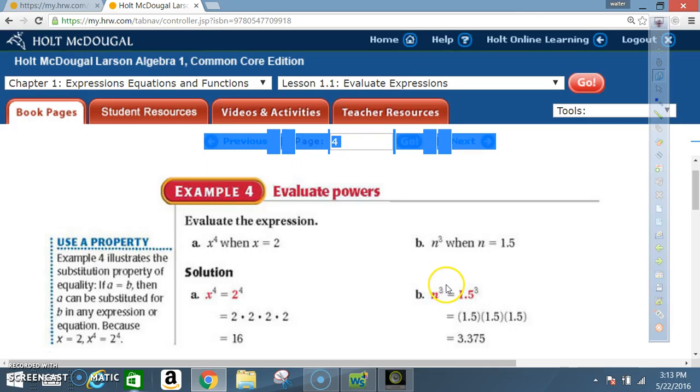n to the 3rd, when you replace the n with 1.5, comes out to be 1.5 to the 3rd. Now what does that really mean? 1.5 times 1.5 times 1.5. When you multiply all three of these out, you come out with 3.375.